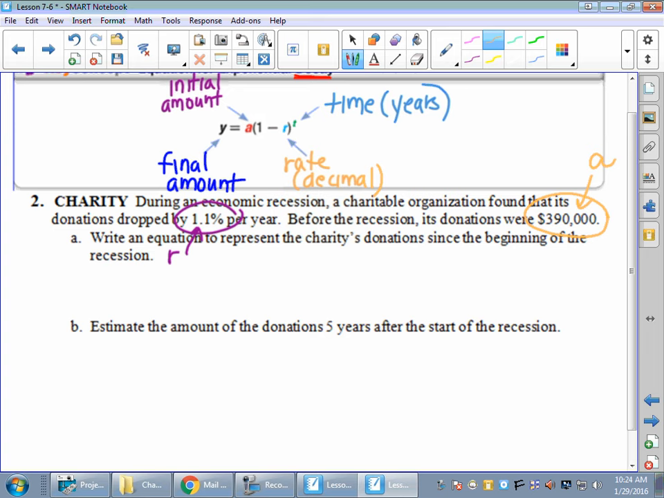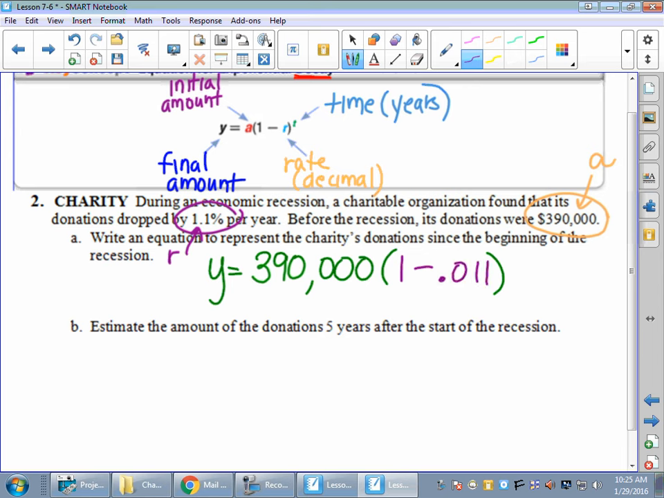So let's write our equation, use that as your format. So y equals 390,000, parenthesis, 1 minus. Don't forget it's a subtract for decay. It makes sense, right? If something's going down, we have to subtract. And our percent, 1.1%. When we turn that into a decimal, move the decimal point 2 places and you get 0.011. And that's all to the t power because it didn't tell us how long yet. So there's our formula. Some people will go ahead and do the 1 minus 0.011. I figure the calculator can do that for me later.